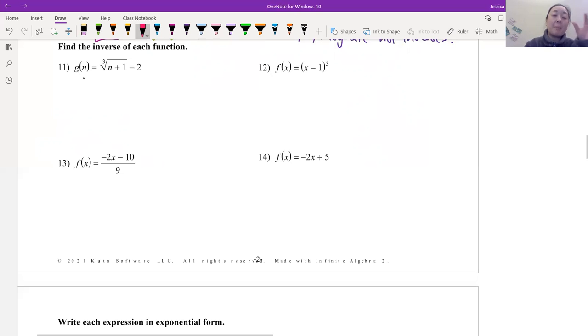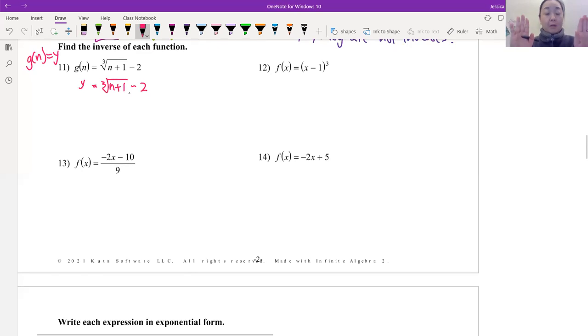So here we have g of n. Remember, we're just going to take it out of function notation. So we're going to say that g of n is equal to y, because usually there's a y there. You know, we use x and y. So you don't have to state that. If you just change it to y, I already know that. We just want to do a little bit of manipulation here. y is equal to cube root of n plus 1 minus 2.